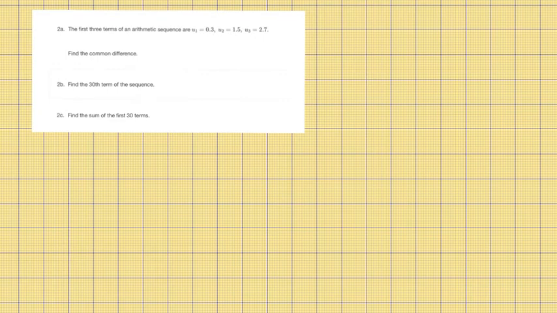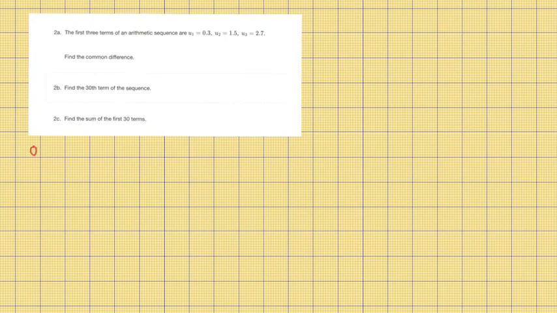2a. The first three terms of an arithmetic sequence are u1 is equal to 0.3, u2 is equal to 1.5, u3 is equal to 2.7. Find the common difference. Well, the common difference is un minus un minus 1, which is equal to 1.5 minus 0.3, which is equal to 1.2. 2b. Find the 30th term of the sequence.